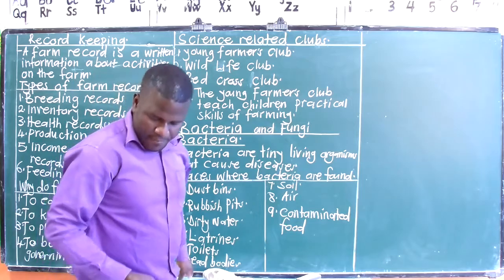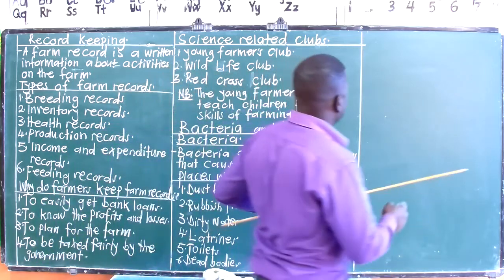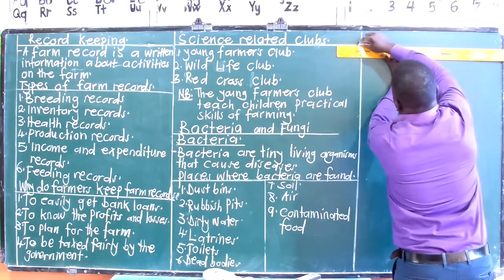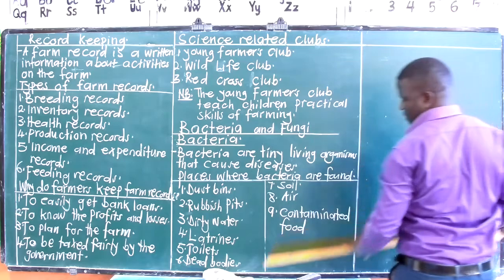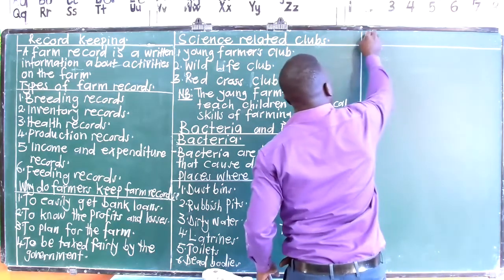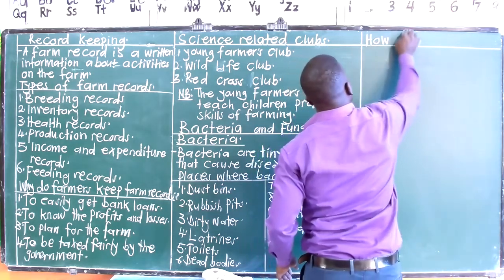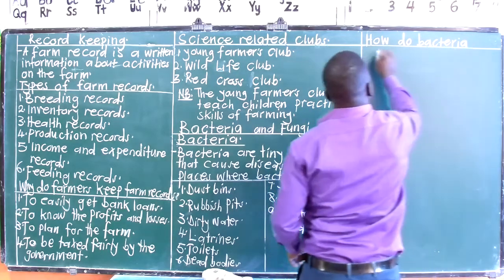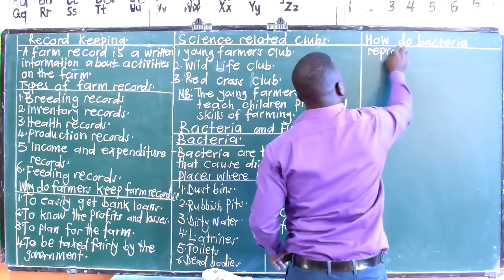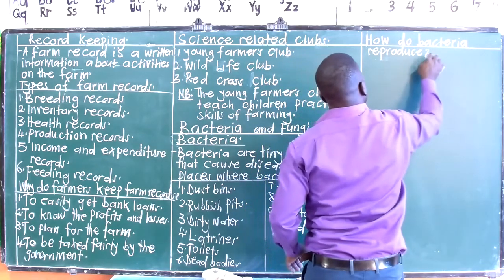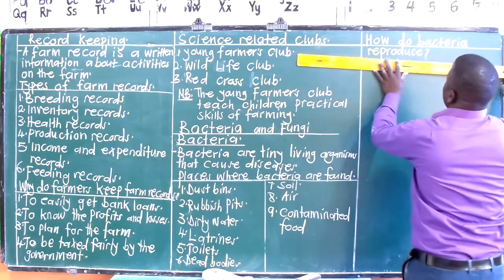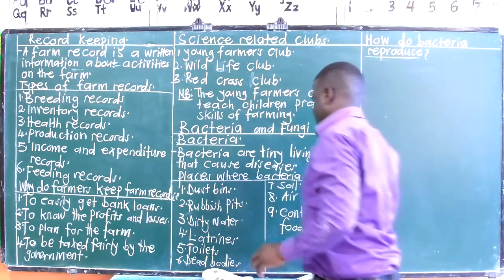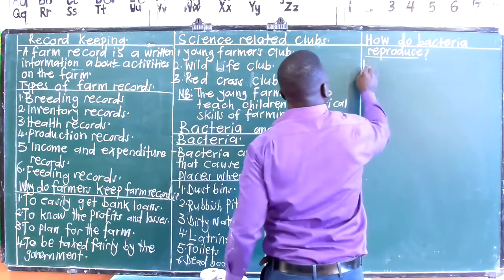How do bacteria reproduce? Underline and put a question mark. Bacteria reproduce by cell division or binary fission.